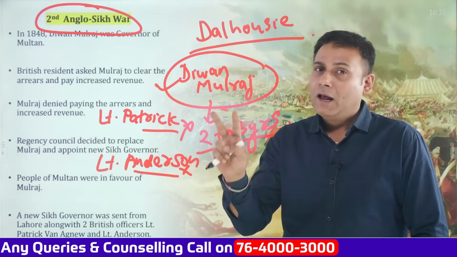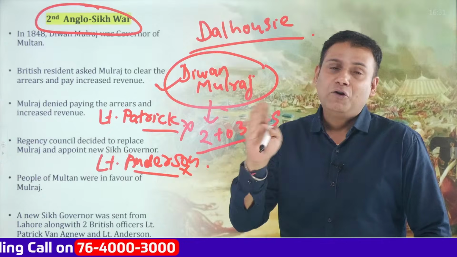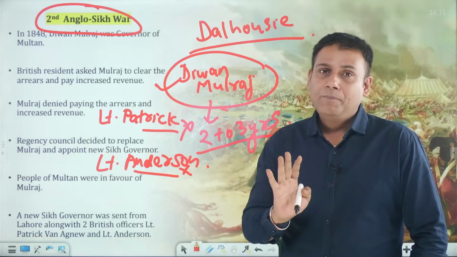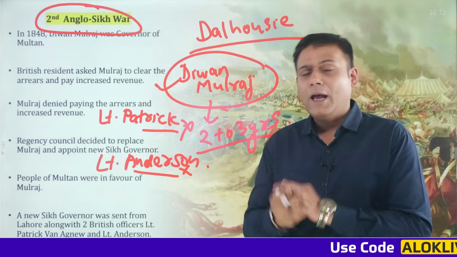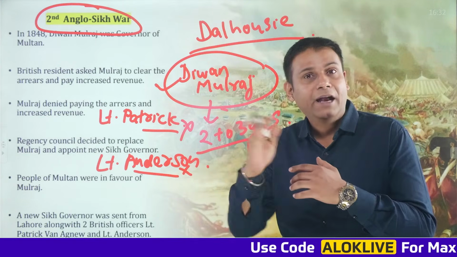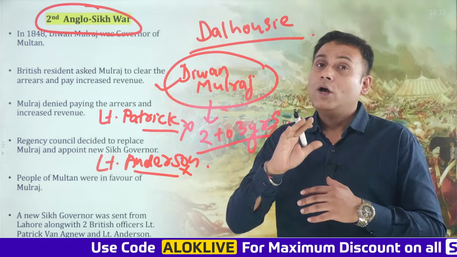As a part of the Second Anglo-Sikh War, 2 important battles were fought: the Battle of Chilianwala and the Battle of Ramnagar. In both these battles, the Sikh Empire had to face a humiliating defeat. Finally, Punjab was annexed during the tenure of Lord Dalhousie, approximately around 1848-1849. So this was nothing but the Second Anglo-Sikh War.